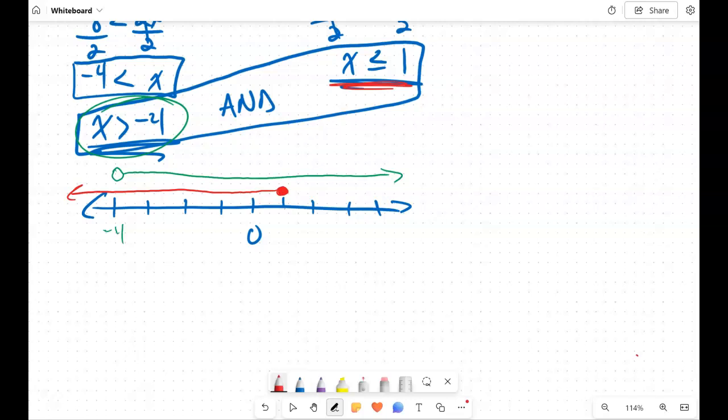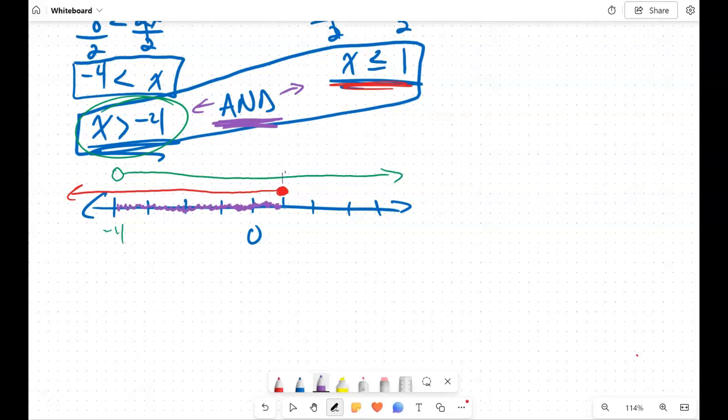Now remember, we're dealing with and here. And means that both of these sides must be true at the same time. That means we must satisfy both conditions. And the only parts of these two green and red lines that are both true at the same time would be everything in between here.